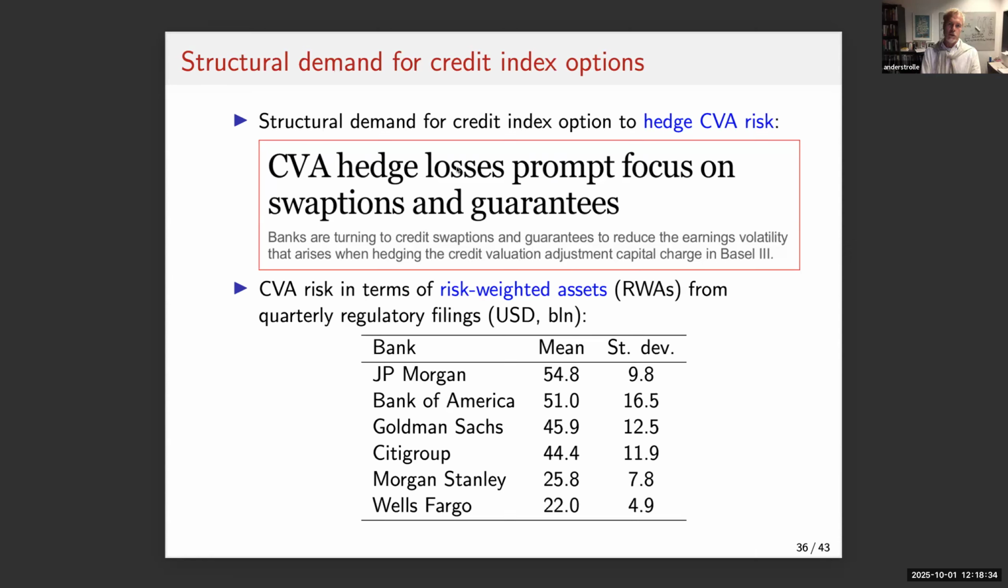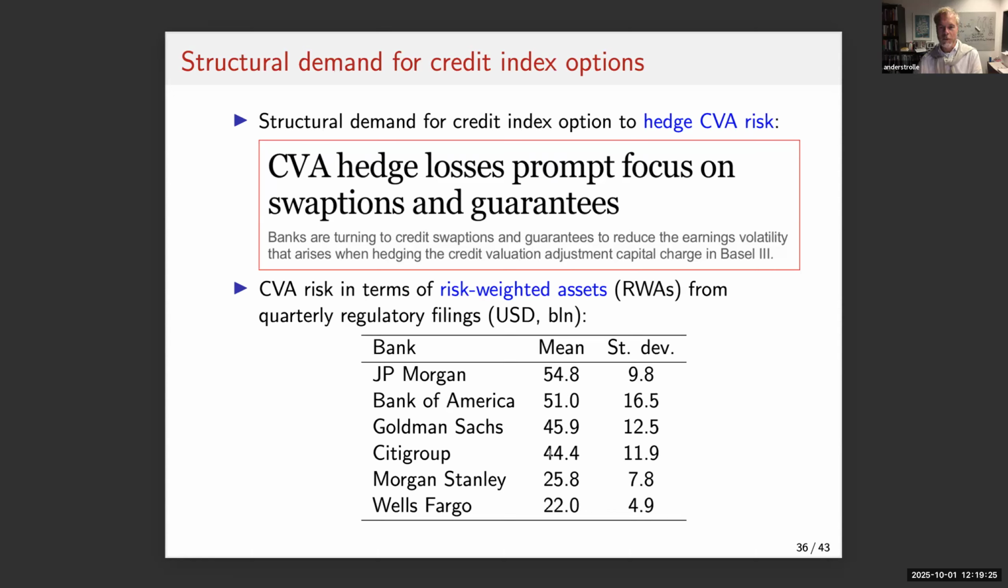So we wanted to check whether we could confirm this in the data. It turns out that banks have to disclose their CVA risk, or more specifically, the risk-weighted assets associated with CVA risk, on a quarterly basis. So there are these quarterly regulatory filings. We looked at those and constructed a quarterly time series for the risk-weighted assets associated with CVA risk for the large US banks. Here I'm showing the mean and the standard deviation for these risk-weighted assets, in billions of US dollars.